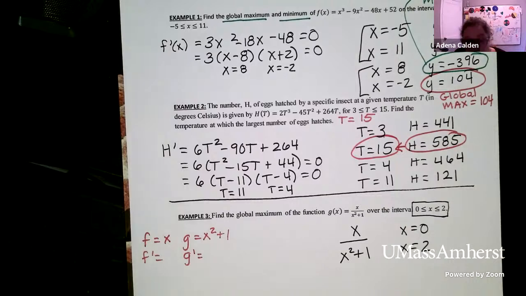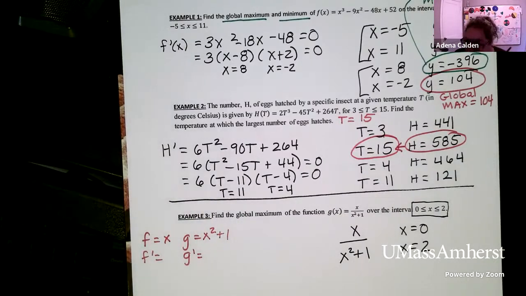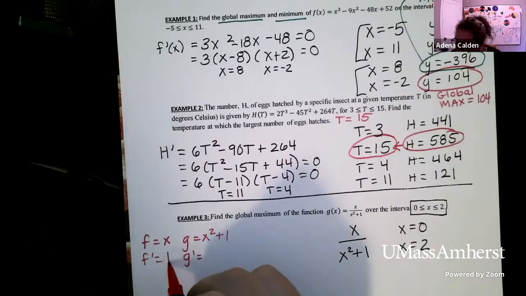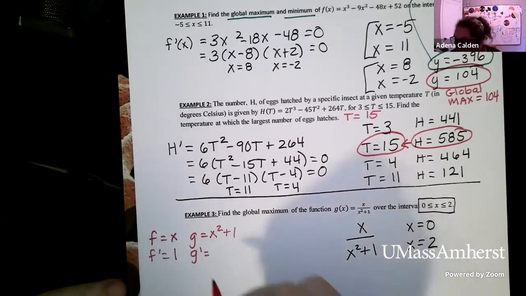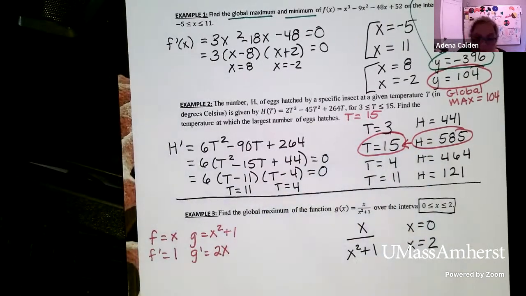All right. So to find the critical points of this function, we have to do a quotient rule because we have one function over another one. So we set up that our top function we call f, our bottom function we call g, and then we need to find each of their respective derivatives. So the derivative of x is 1, and the derivative of x squared is 2x, and the derivative of the 1 by itself is 0.